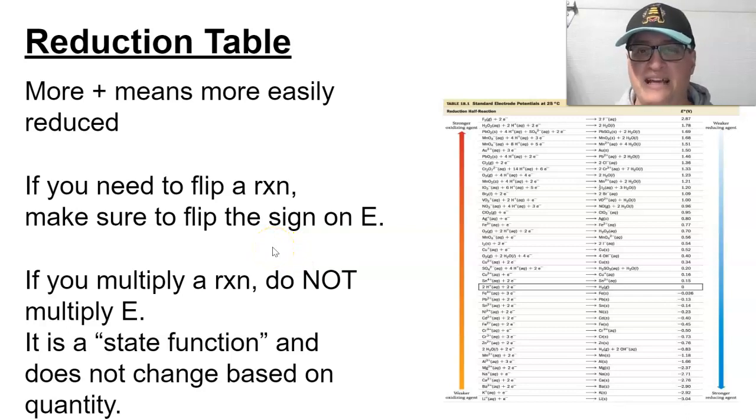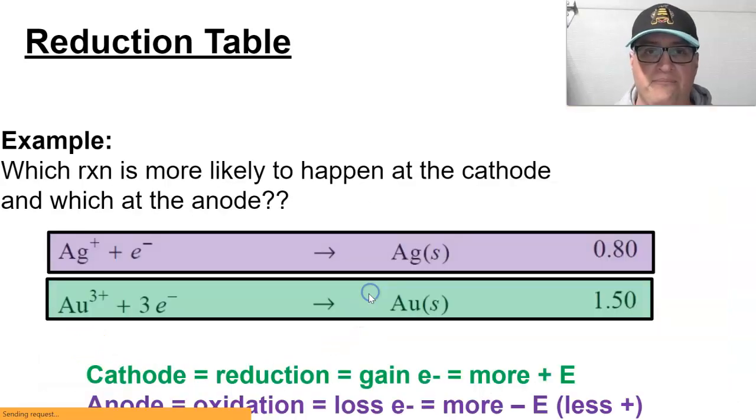But again, if you're on the AP test, they're going to tell you these. They're not just going to give you an open table this large and say, pick your poison here. Now, if you multiply a reaction, don't multiply E. So if we multiply this times 2, it doesn't become 2 times this. This is what's called a state function and does not change based on quantity. So be cautious of that.